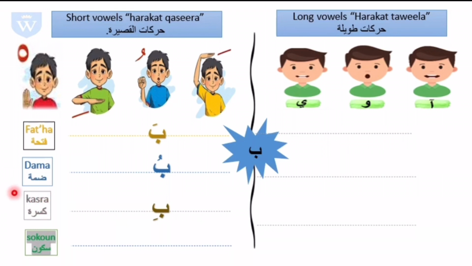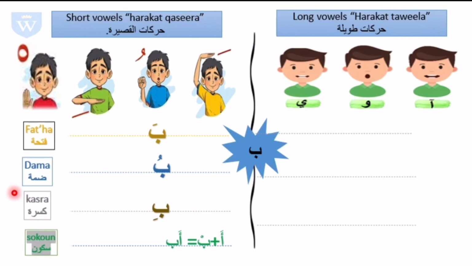Kasra goes underneath the letter and it makes the "i" sound. So b plus kasra equals bi. And the last short vowel is called sukoon. Sukoon is a circle on top of the letter and it makes a pause sound. But actually I highlight the sukoon because it's different from the three short vowels.